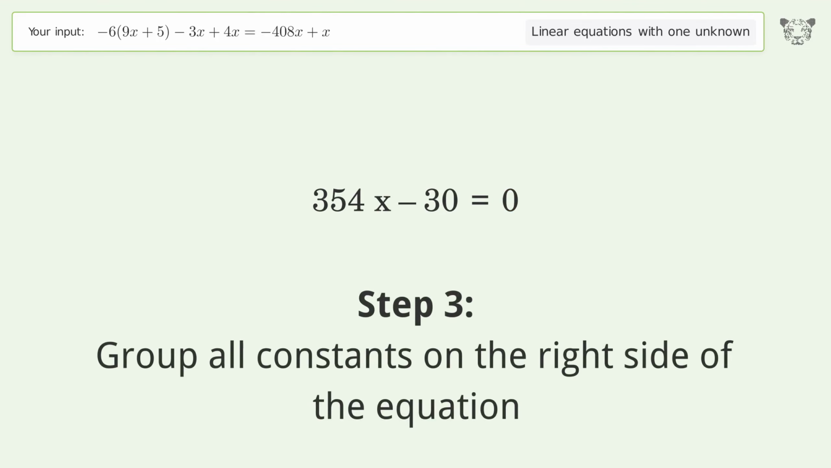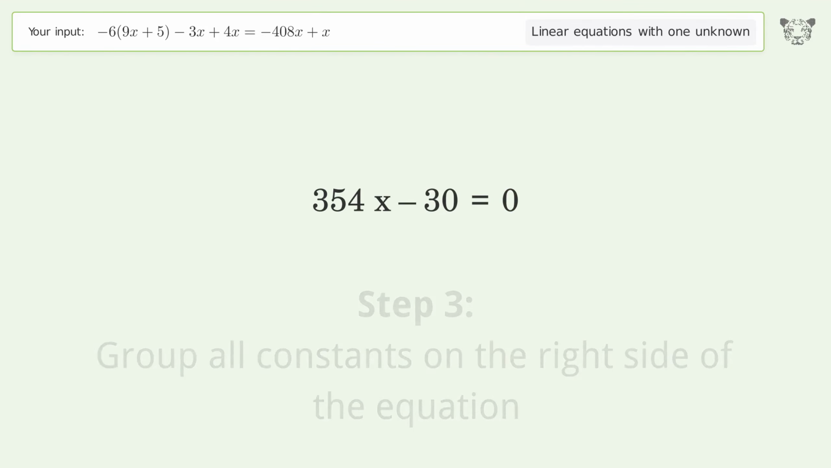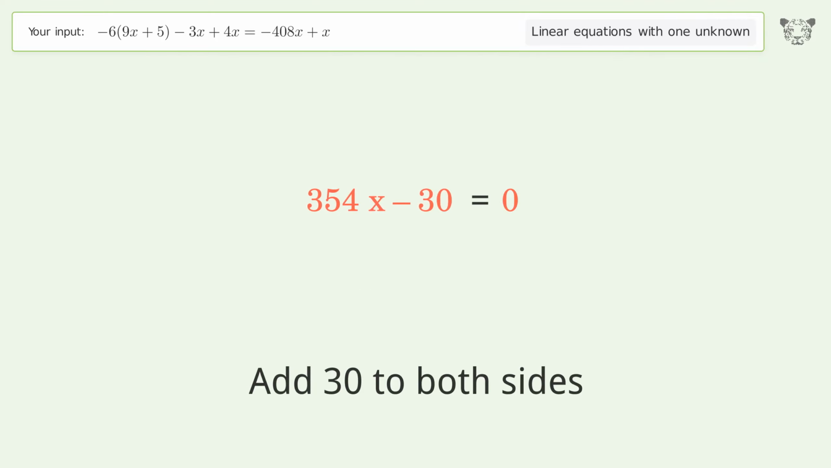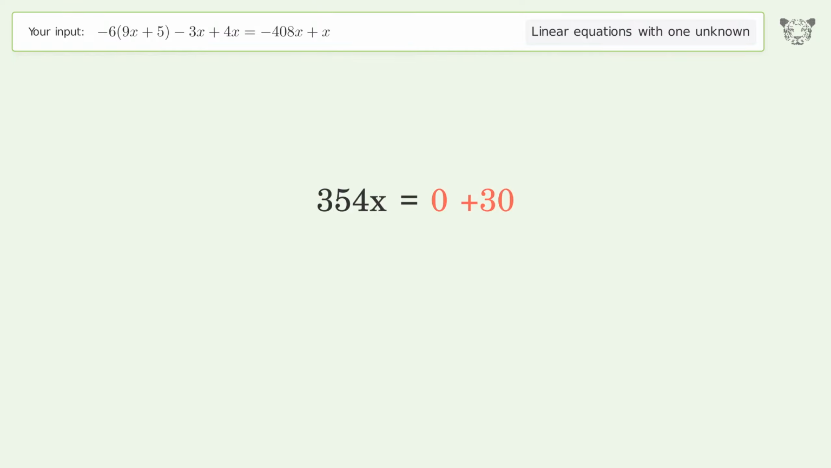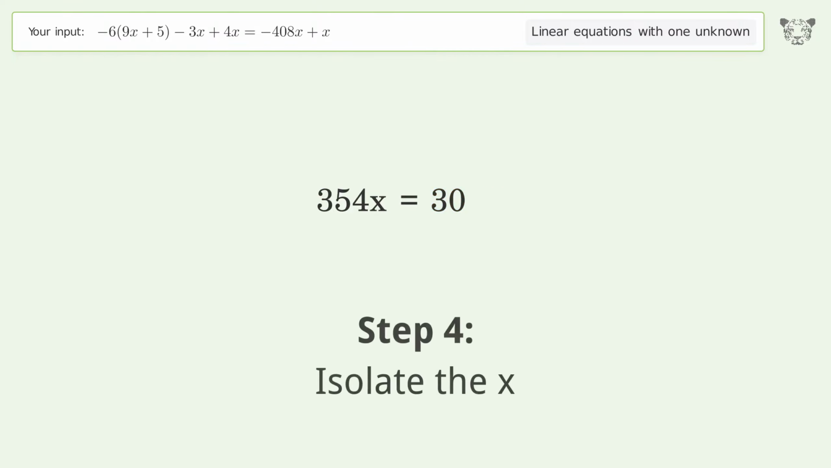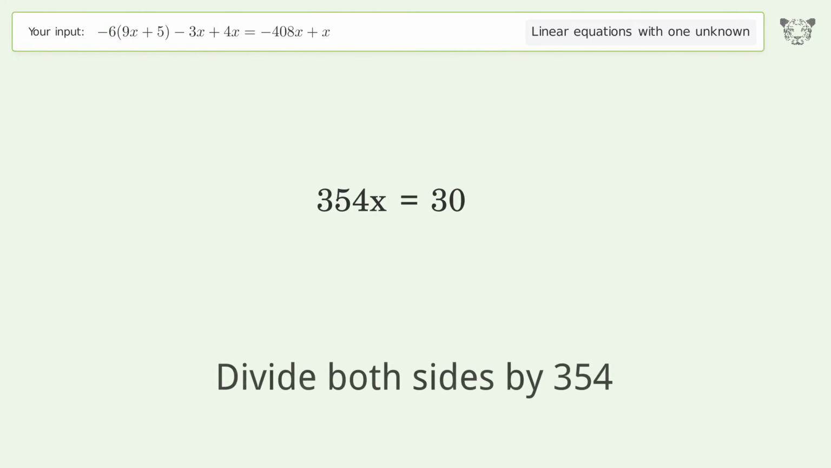Group all constants on the right side of the equation. Add 30 to both sides. Simplify the arithmetic. Isolate the x. Divide both sides by 354.